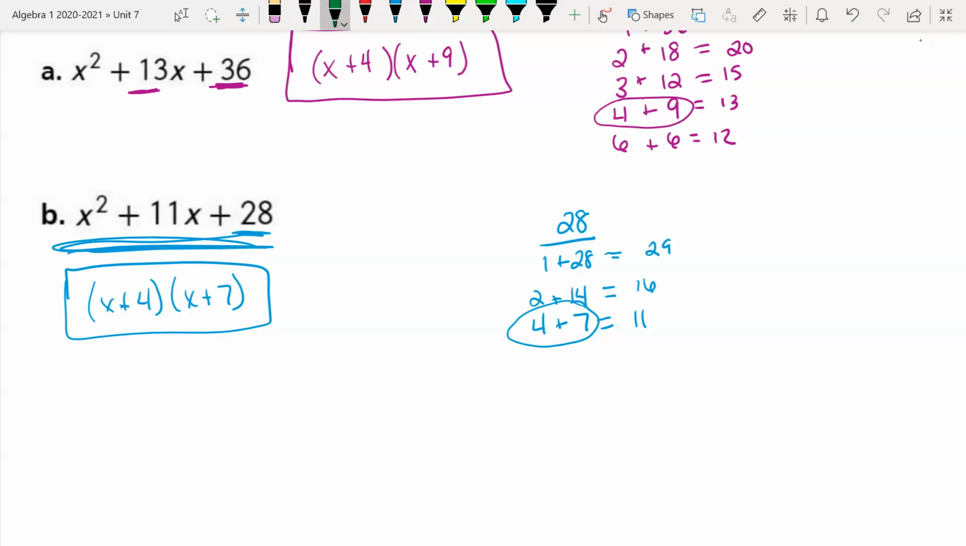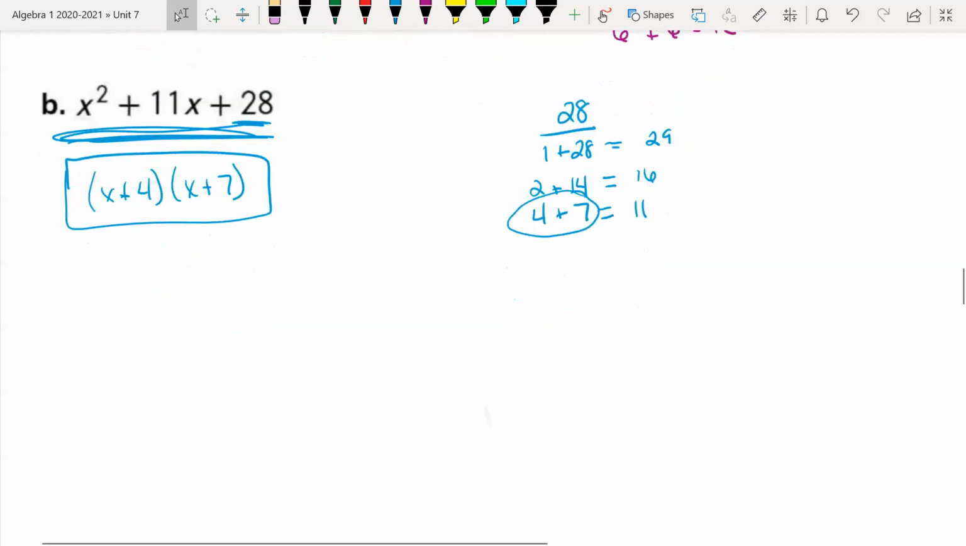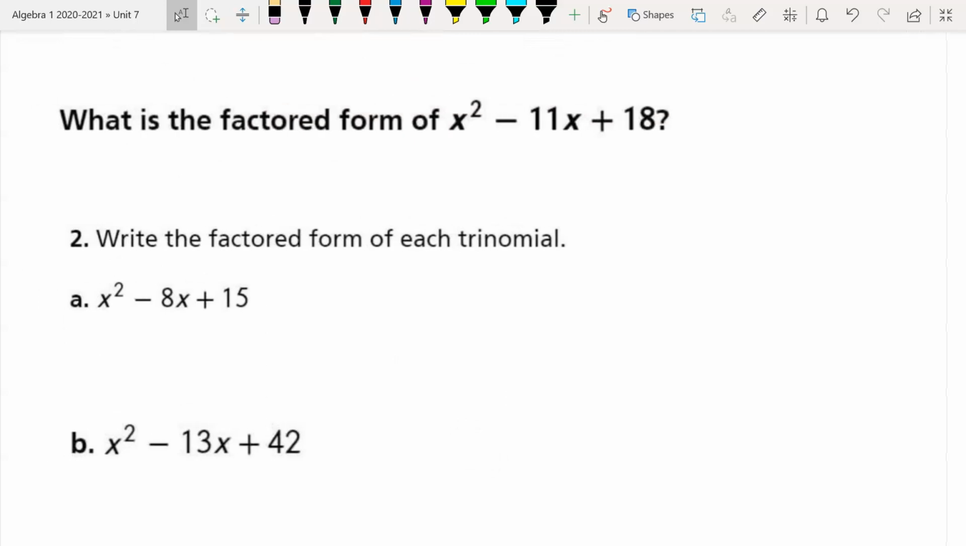So hopefully you did that correctly. So x plus 4 times x plus 7 would be the factored form of x squared plus 11x plus 28. Then we get a little bit tougher because we're going to throw in a negative. That was all when they're all positive. This one says x squared minus 11x plus 18. So I want it to multiply to 18, but add to negative 11.